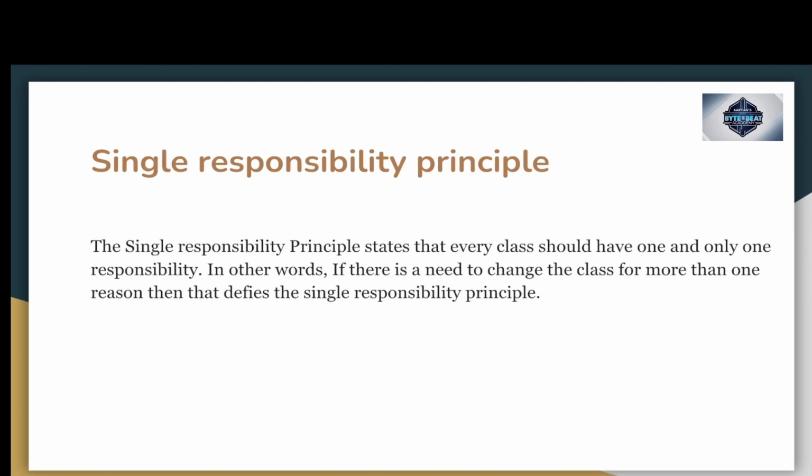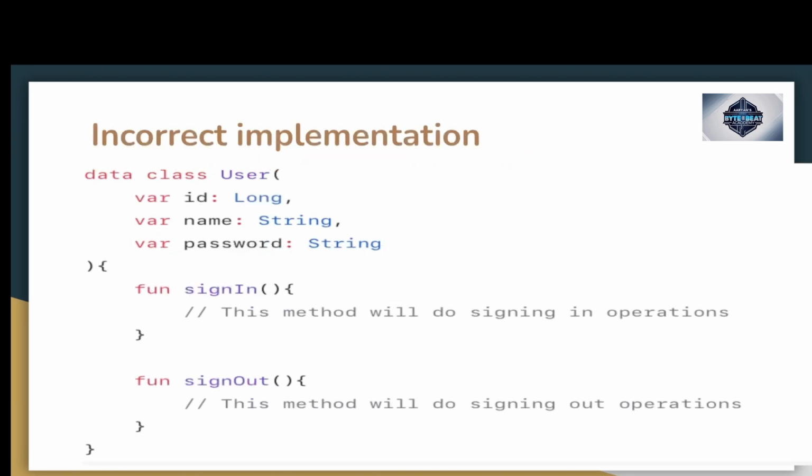So let's see how practically we can achieve this. Here is one incorrect implementation of the single responsibility principle. We have a data class that has 3 variables, ID, name and password, and this class also has 2 methods, sign in and sign out. So basically this class is managing user data and also the sign in and sign out process.